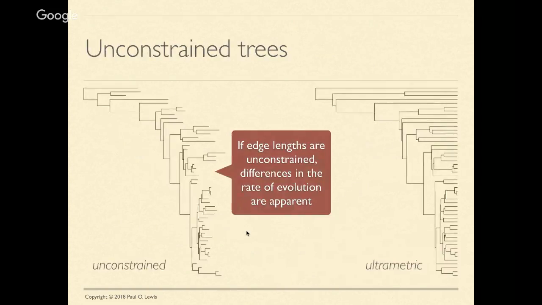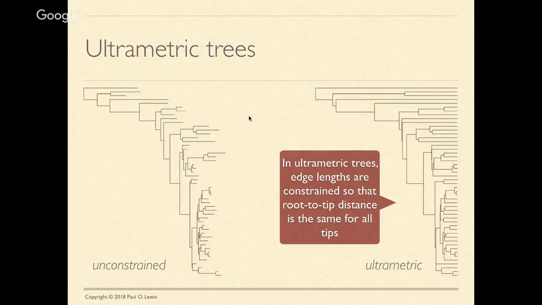Trees can have edge lengths that are proportional to the expected number of substitutions per site. If substitution rates vary among lineages, then the distance from an internal node to any of its descendants need not be the same. Such trees are said to have edge lengths that are unconstrained. On the other hand, in ultrametric trees, the distance from the root node to any tip is identical, so all the tips line up nicely on the right in this case.